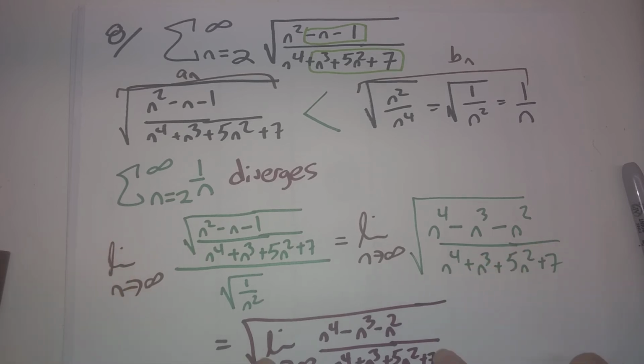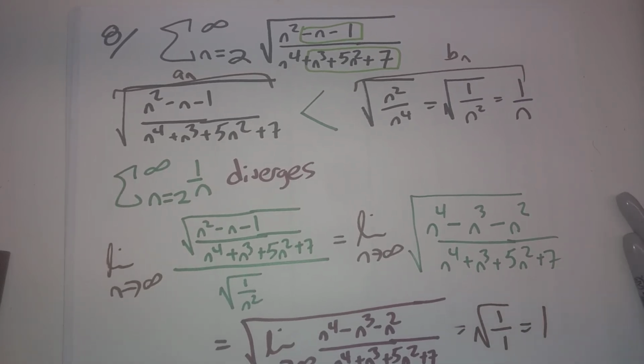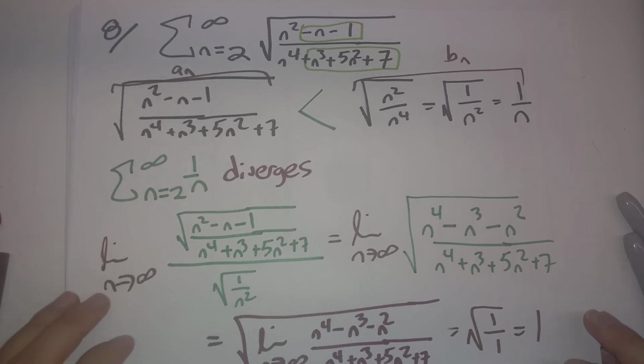And the limit of this divided by this is going to be 1. Easiest way to see that, these are both polynomials of degree 4. The leading coefficient in each case is 1. And so the limit would be 1 divided by 1, which is 1. So the square root of 1 divided by 1, this limit here, is 1.